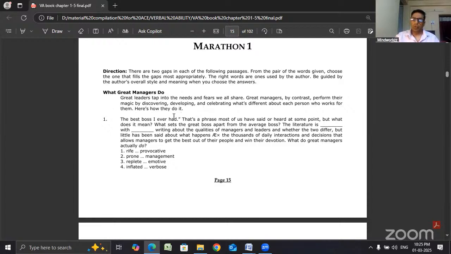Though this is a very long exercise in a sense, I have given you the complete article, but I made an exercise of it. This is what it starts with: "What Great Managers Do." This is the title of the article, and this is one of the most highly circulated articles in this reputed journal.